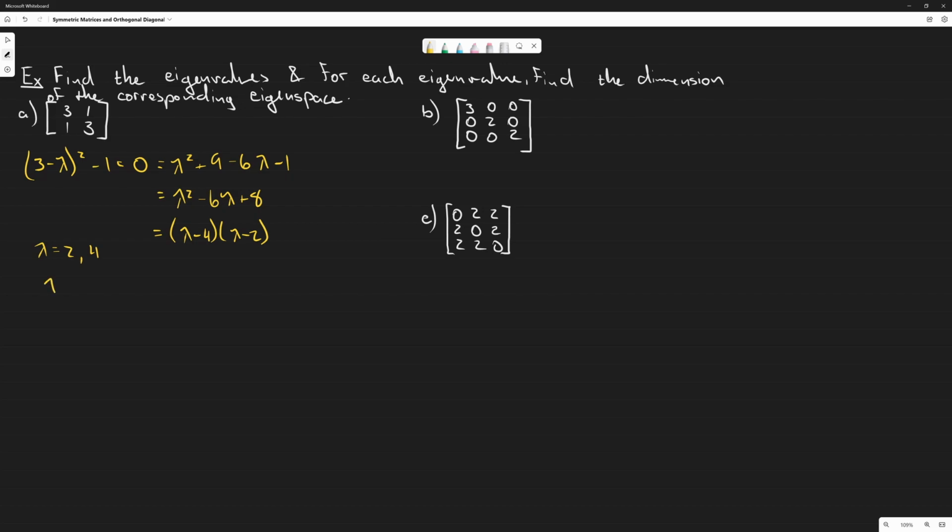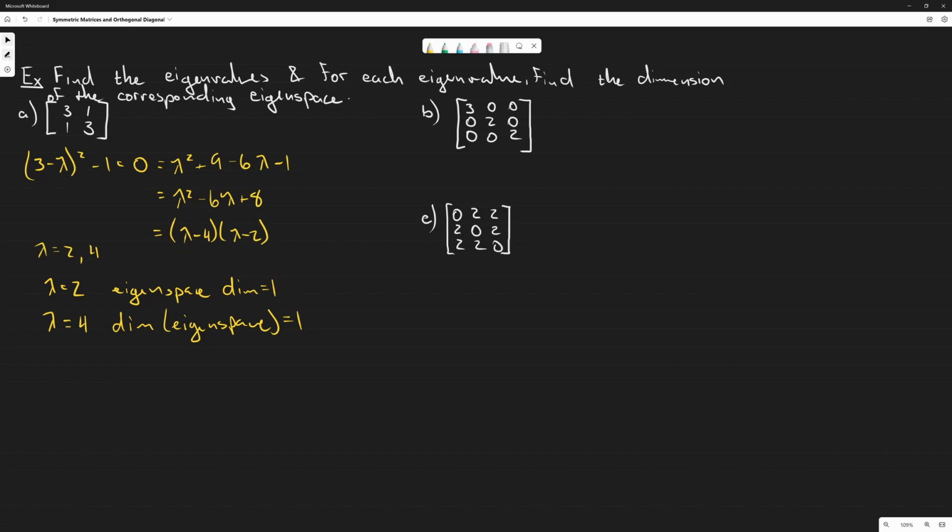So for the first one, when lambda is equal to 2, the eigenspace dimension is equal to 1. And then the same thing goes when lambda is equal to 4. The dimension is equal to 1. And so that was pretty much easy. Like I said, this is a lot less work than you think.